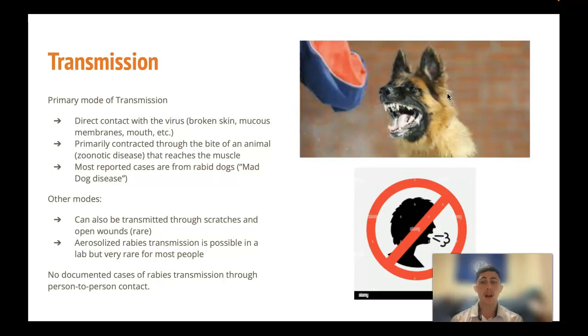It can also be aerosolized, and this is typically only seen in the lab for people working with rabies in close quarters. You also have no documented cases of rabies transmission through person-to-person contact, which eliminates the worry of a pandemic and endemic.